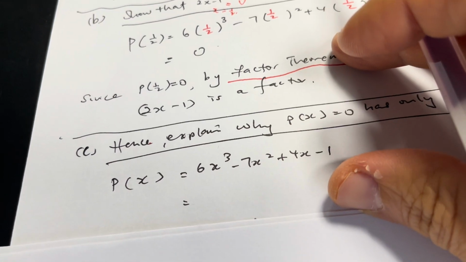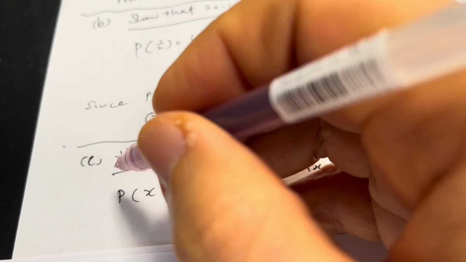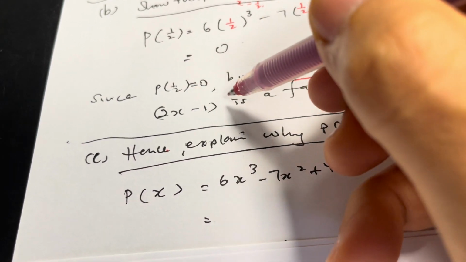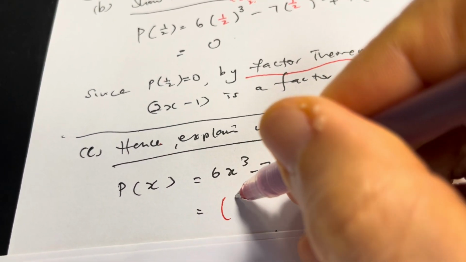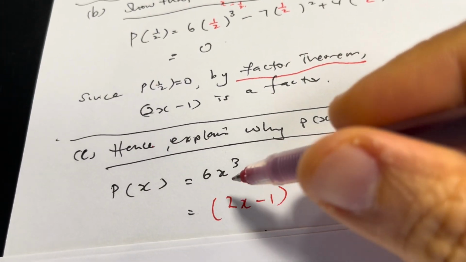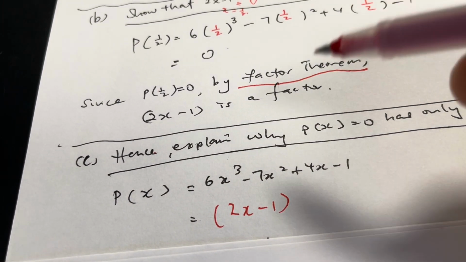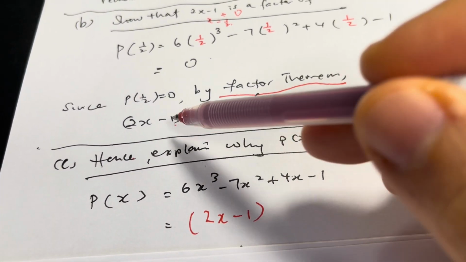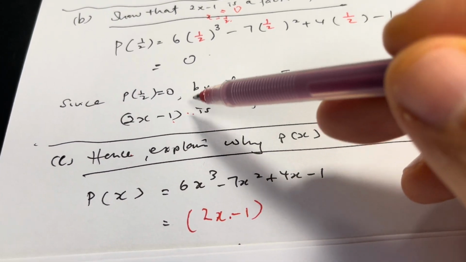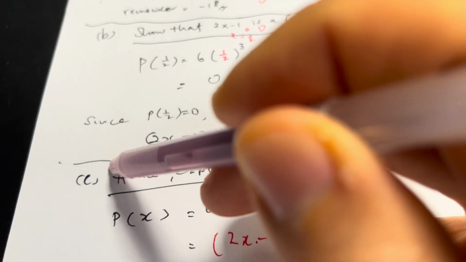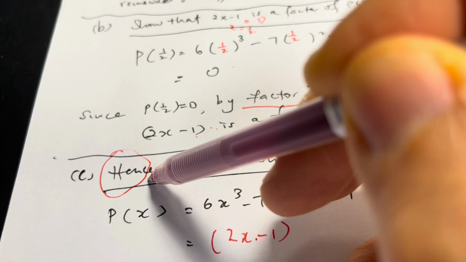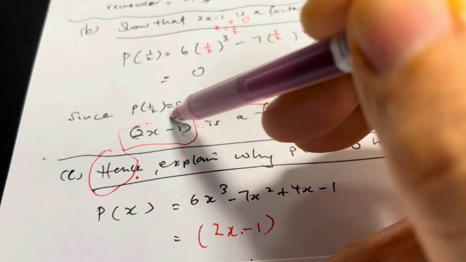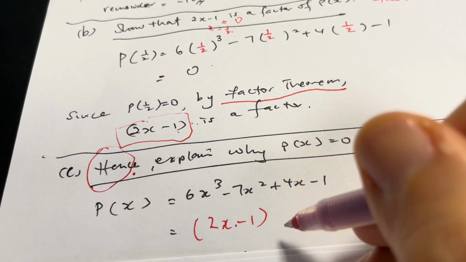So you can say here, from part 1, this one is a factor, so you can write this because it's one of the factors. You cannot use any other method to solve. You need to use this factor which you have found in part B because this is a hence question. So that is what this word hence means. You need to use this as your factor to solve this next part.